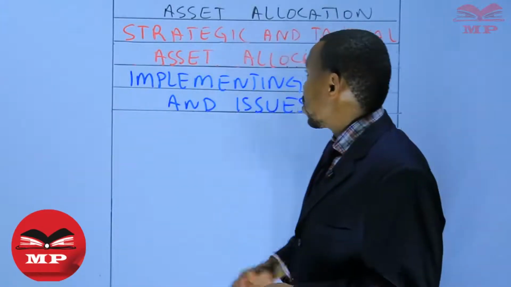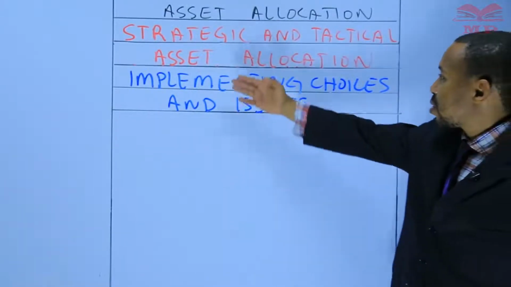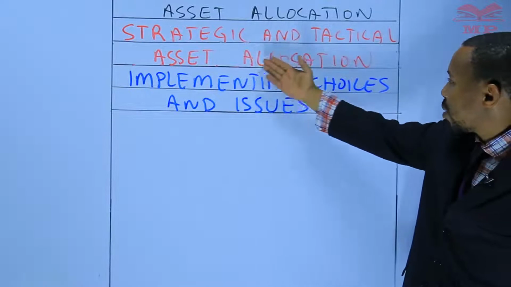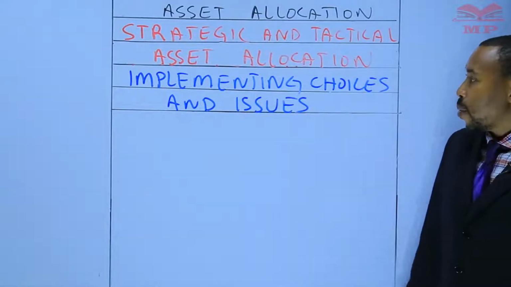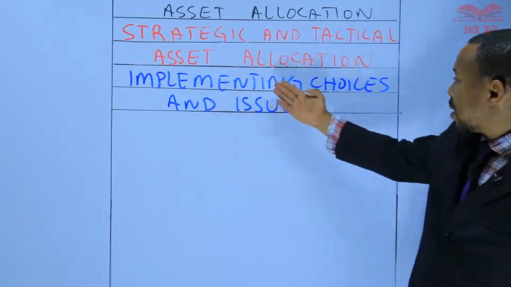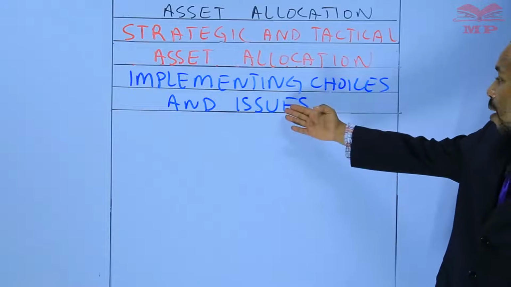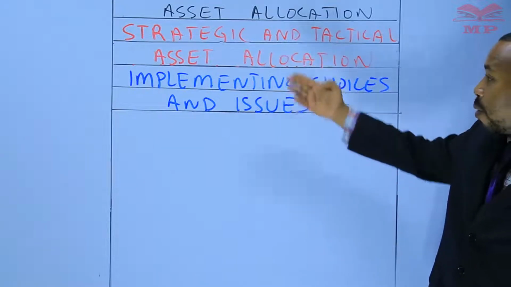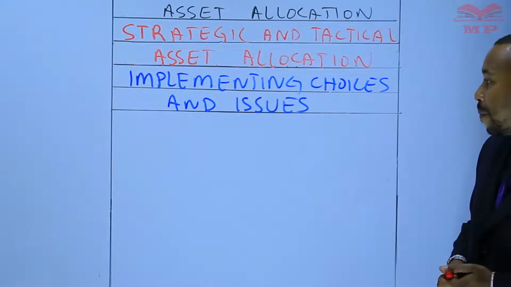Today we are going to learn about asset allocation. The focus will be on strategic and tactical asset allocation. To narrow it down further, we are going to learn about implementing choices and trying to identify the issues that portfolio managers face when managing a portfolio, either strategically or tactically.